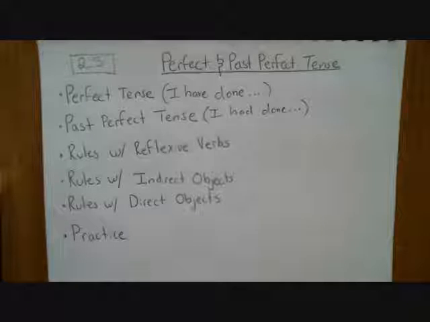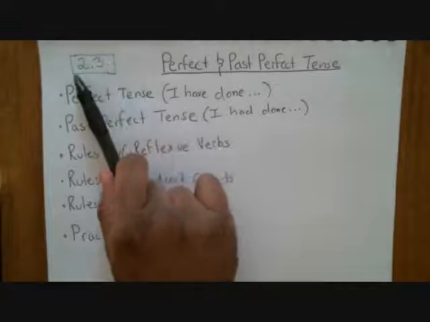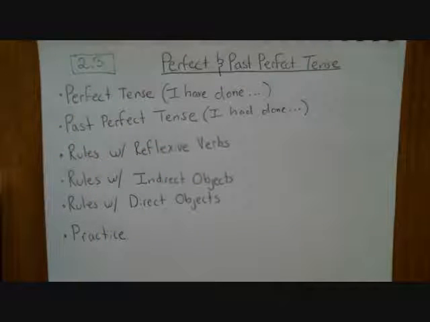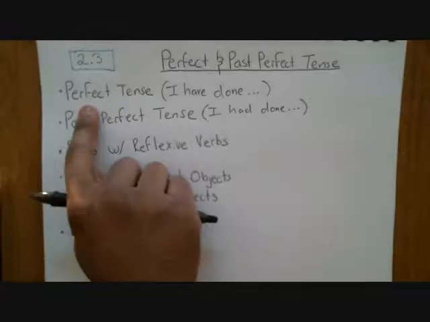Welcome to Aprendamos Español, our third lesson in our intermediate course. In this course, we're going to cover how to express the thought, I have done something. Like if you were to say, I have eaten, or I have spoken. That is known as the perfect tense.